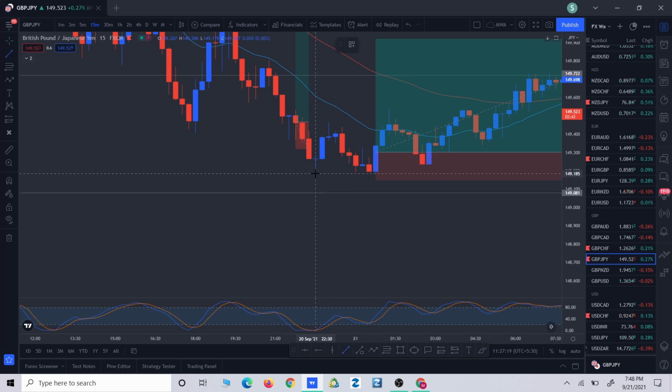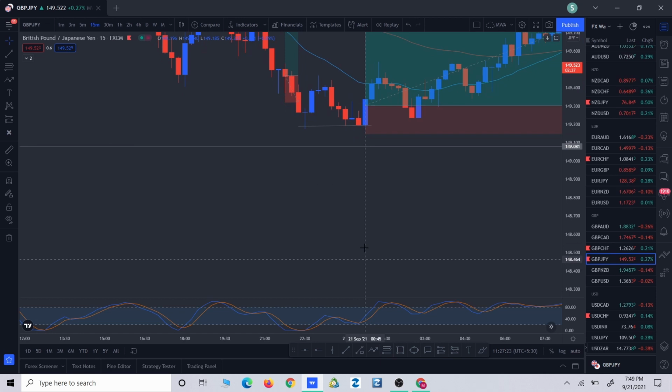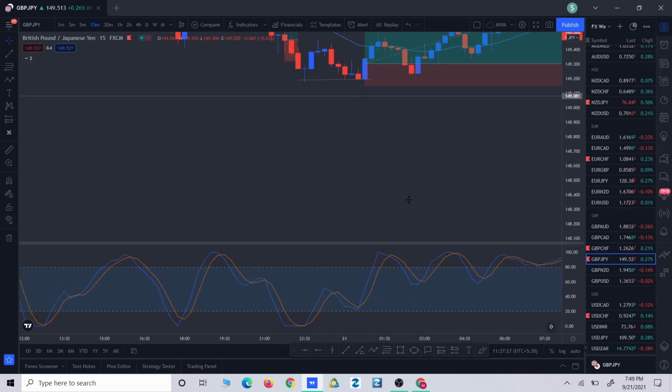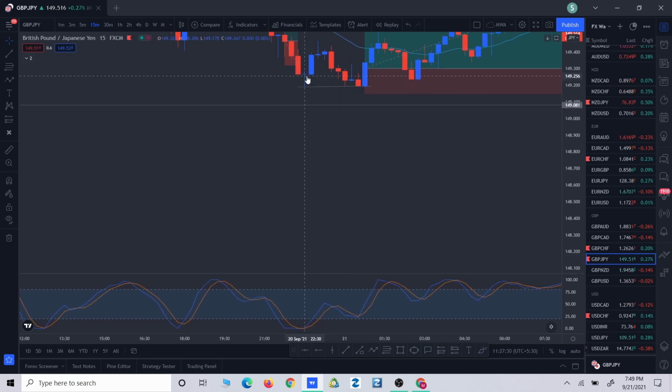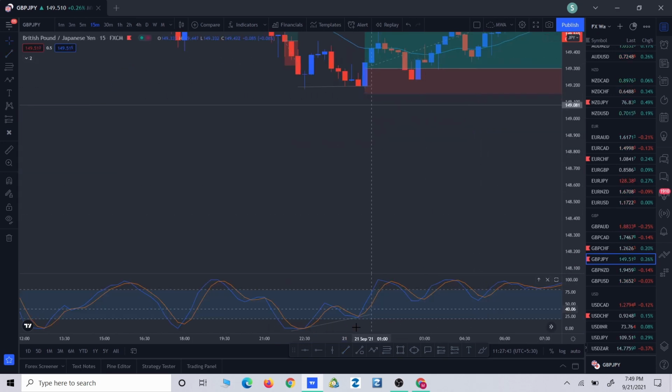As you can see here, these two bottoms are flat, right? Now, if we go to stochastic RSI, we can see the second bottom is higher as compared to the first bottom. So if we draw a line between the first bottom and the second bottom, as you can see, from the first bottom to the second bottom, we have a line which is rising higher.